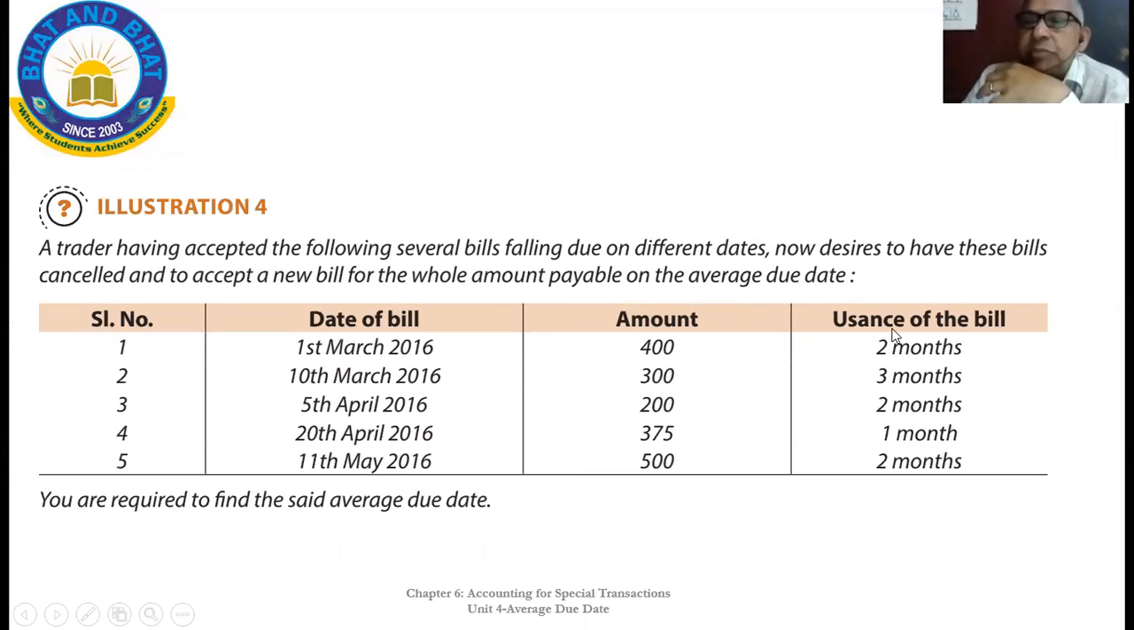Like term, this also has the same meaning. Usance of the bill means again term, time, period, like that. Again, it is just like the previous one. The date of the bill is given, the amount is given, and usance means the term of the bill is given. You have to find the average due date. That's all.